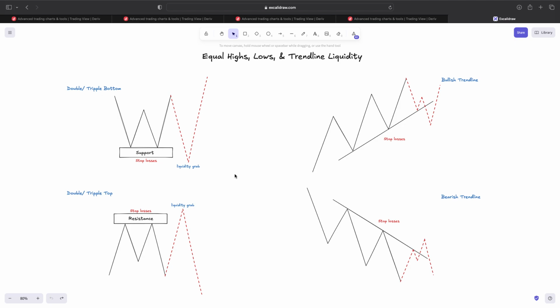When the market forms equal highs or equal lows, or you see your trend lines, it is considered as major liquidity areas, often referred to as retail liquidity. Retail traders often place stop losses just above or below those equal highs or equal lows, or below a bullish trend line or a bearish trend line. Which makes these areas the prime targets for liquidity grabs by the institutions.